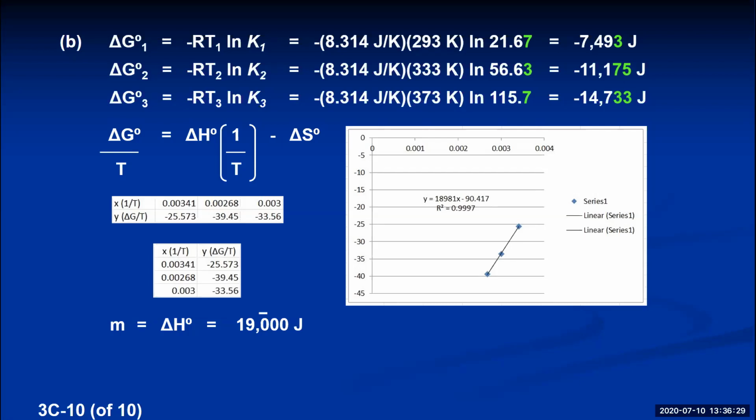If you look at what the intercept is, because it says negative delta S, you just change the sign of whatever the intercept is, and that's going to be your delta S value. So changing the sign of negative 90.417 gives me, to three significant figures, positive 90.4 joules per Kelvin as my value for delta S naught, which makes sense. When a solid dissolves in water, that creates more disorder, and so we would expect the delta S in this case to be a positive number.